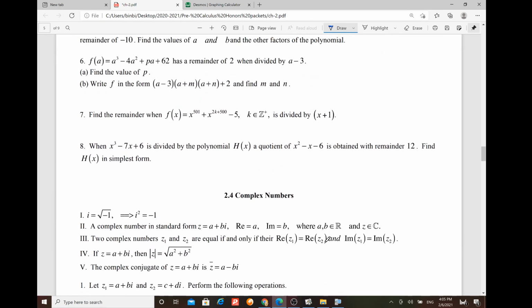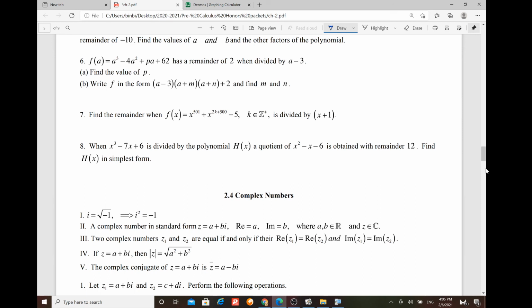And then for number 8, that one is quite similar. When x cubed minus 7x plus 6 is divided by the polynomial h of x, a quotient is x squared minus x minus 6, obtained with the remainder 12. Find h of x in the simplest form. So this one is quite similar.